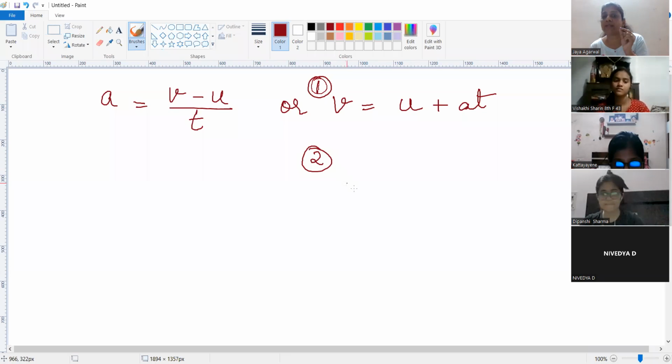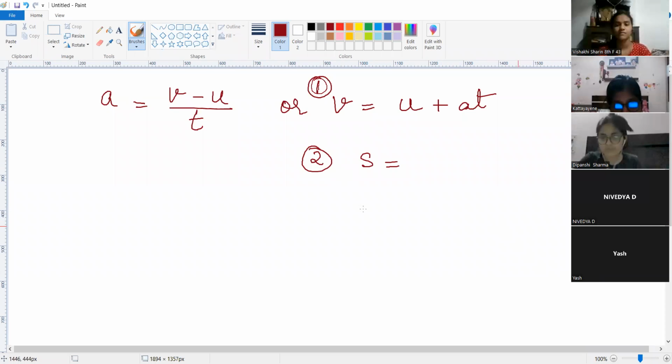A new term has come which is called plus half h square. What is S? Speed and displacement both. Very good. Is this speed and displacement?